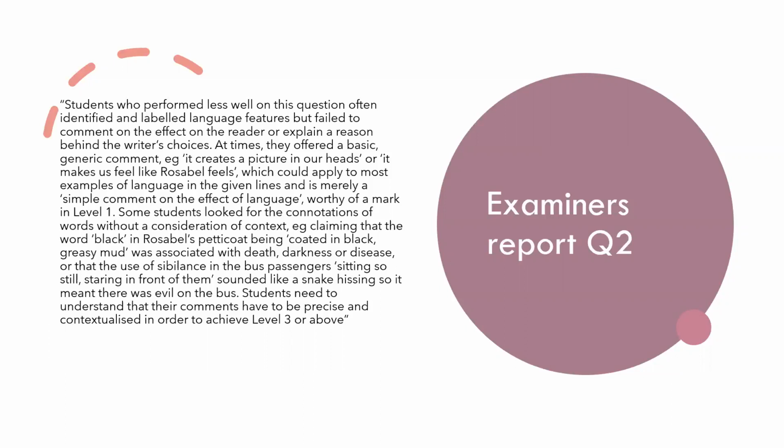Some students look for the connotations of words without a consideration of context, e.g. claiming that the word black in Rosabelle's petticoat being coated in black greasy mud was associated with death, darkness, or disease, or that the use of sibilants in the bus passengers sitting so still staring in front of them sounded like a snake hissing, that meant there was evil on the bus.